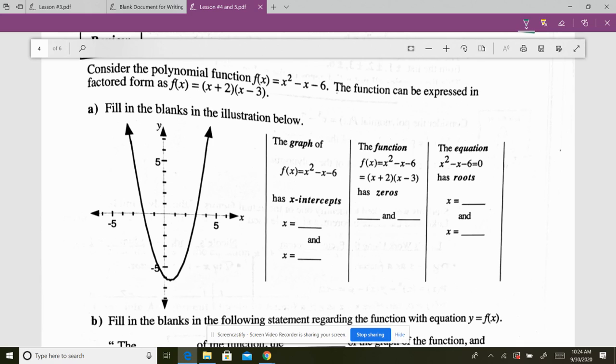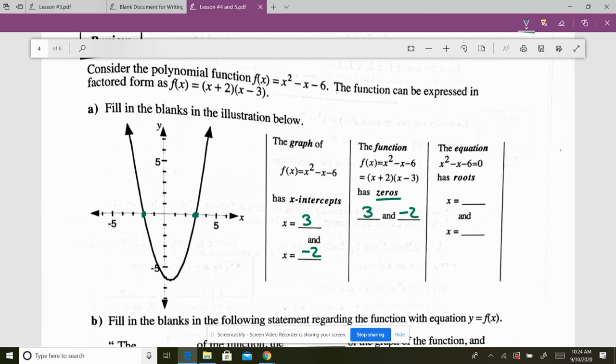Okay, this should be a bit of a review from grade 11. So we've got a quadratic function here, a parabola. If you look at the graph, it has x-intercepts at 3 and -2. If you factor it, it turns into x plus 2, x minus 3. And then when you find what makes each bracket 0, those are called zeros. Surprise, surprise, you get 3 and -2.